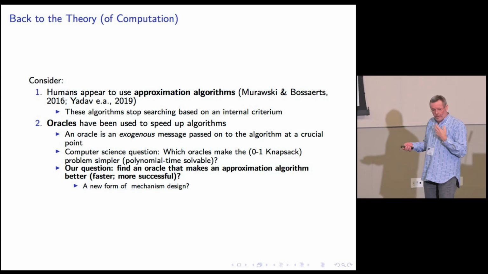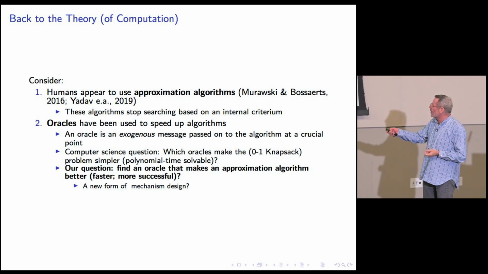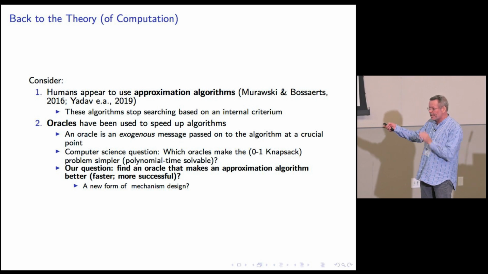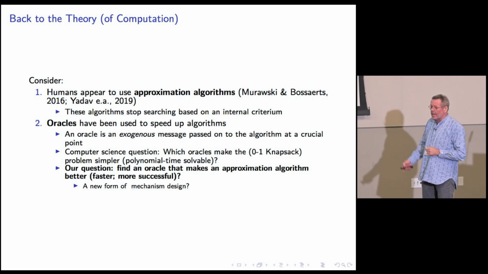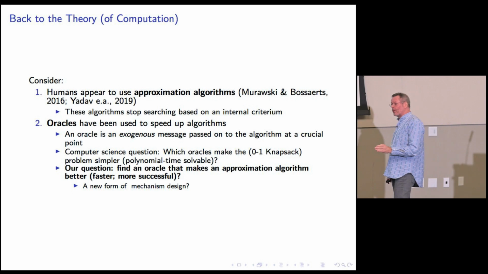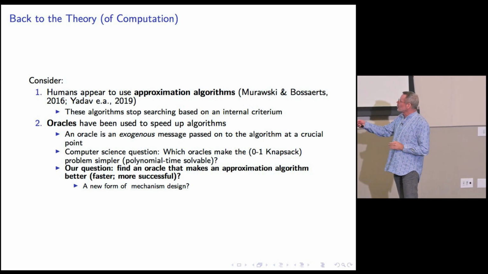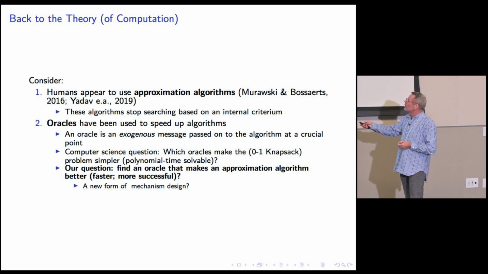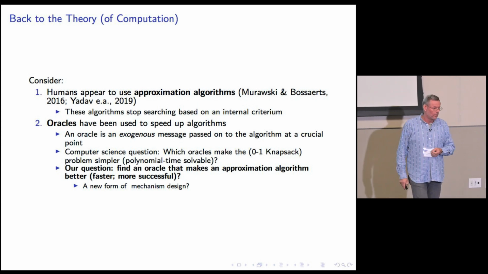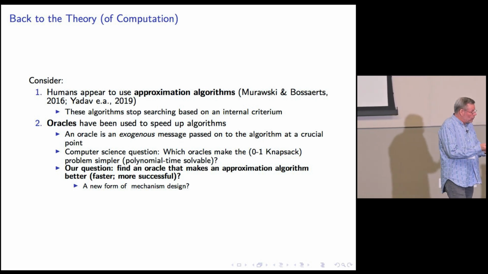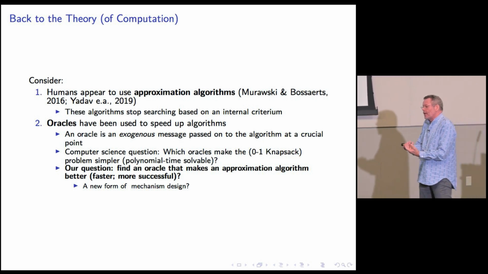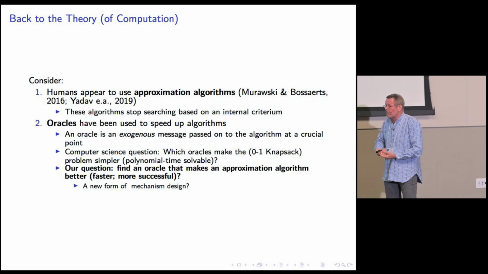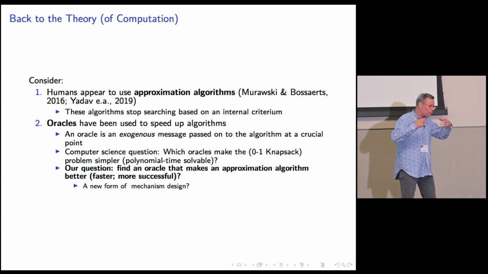So what's an oracle for the computer scientist? It's an exogenous message passed on to the algorithm at a particular point in time that actually makes the problem easy. So the computer science question is, which oracles make the 0-1 knapsack problem, for instance, or the graph coloring problem, polynomial time solvable? And then, of course, if you can find that message passing, then maybe you set up a mechanism that actually becomes an oracle.